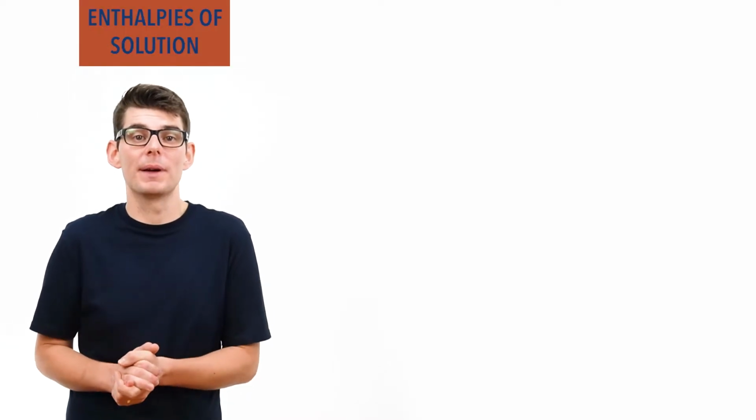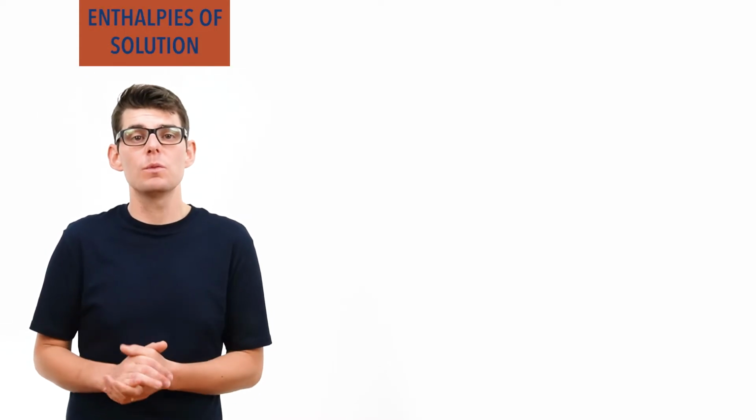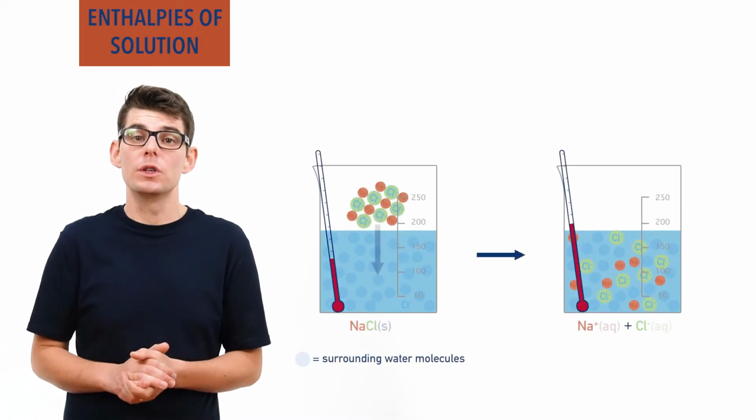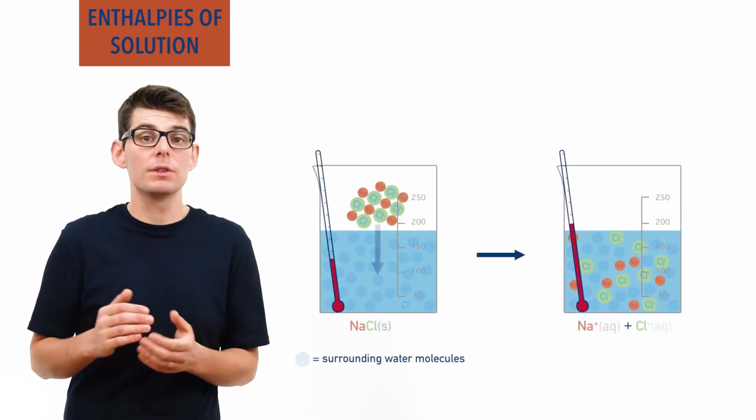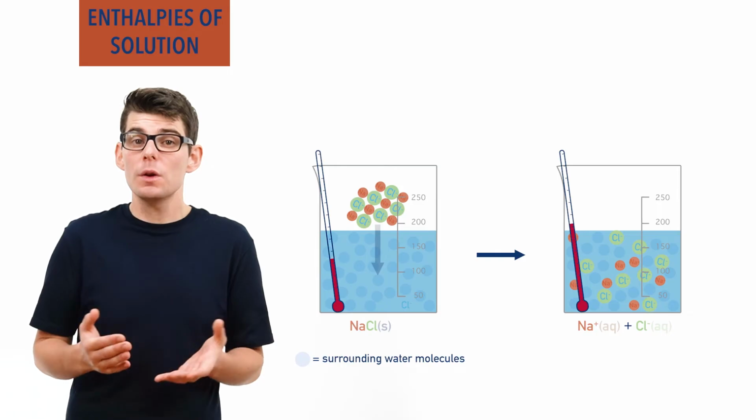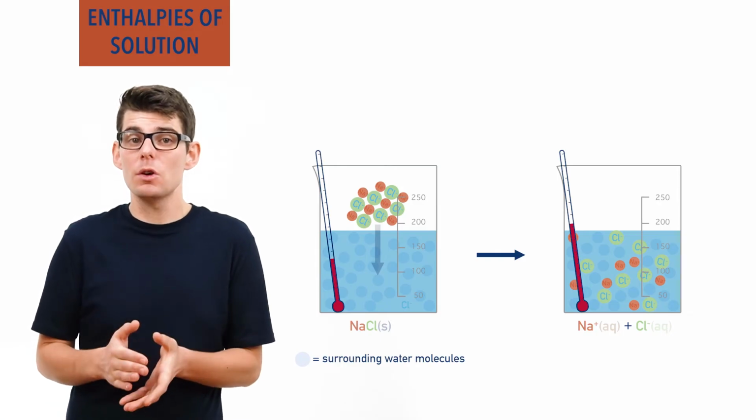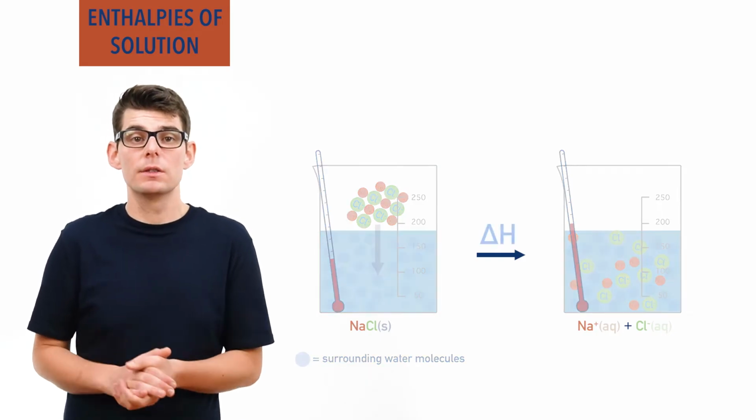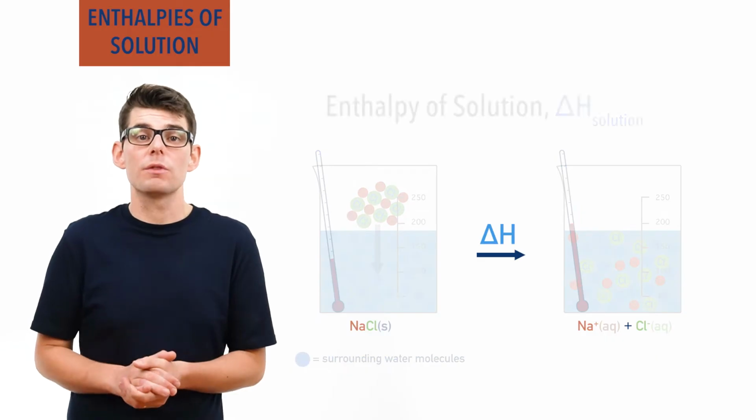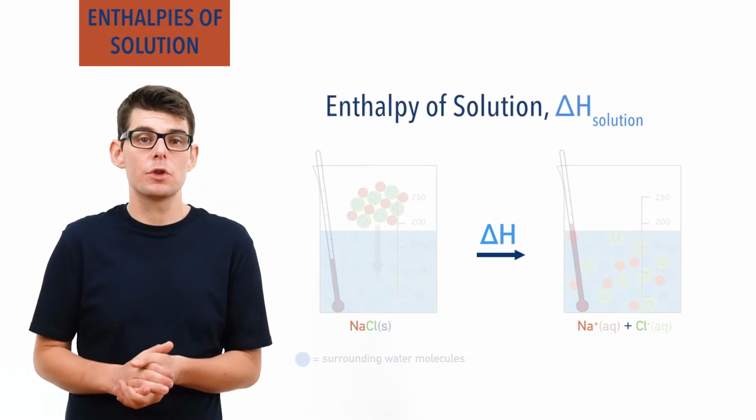Let's go. When a solid ionic compound, lattice, dissolves in water, the temperature of the water usually increases or decreases slightly. This shows us that as a solid compound dissolves, an enthalpy change occurs. This enthalpy change is referred to as enthalpy of solution.